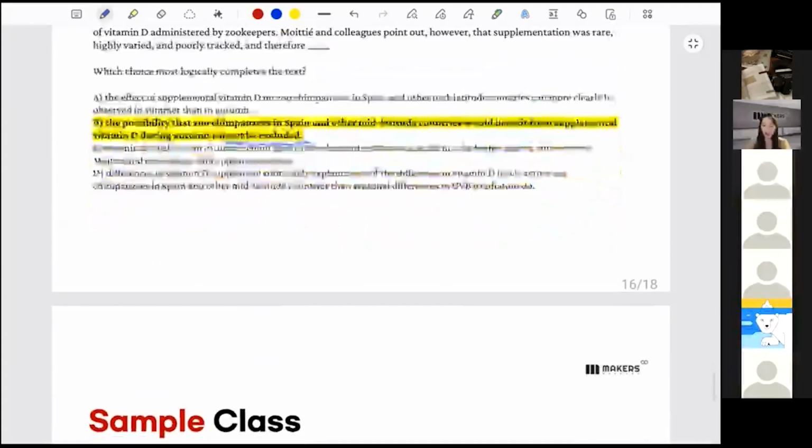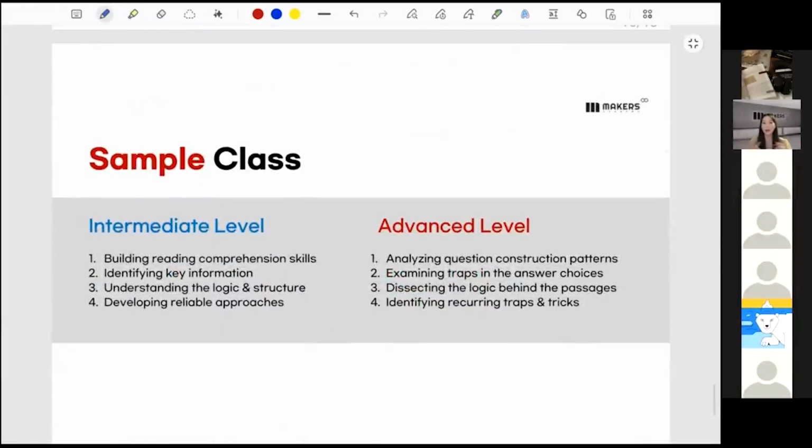So we went over three questions today, and before we wrap up, I would like to emphasize one final point about today's lesson. Because this was a sample class and trial class, I spent much more time reading the passage, explaining the passage themselves, discussing what they meant, and walking through the thought process behind each question. Which means, in other words, today's lesson was designed to be accessible to a broad range of students, particularly targeted towards those who would be in the intermediate or pre-advanced range. And in a regular Makers class, you will be placed into levels that best match your current scores and abilities, and the instruction and lecture styles will be adjusted accordingly.